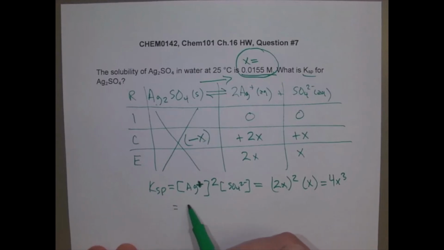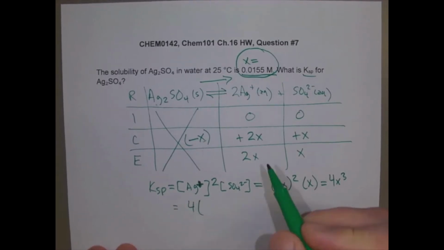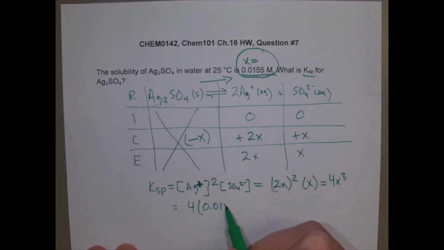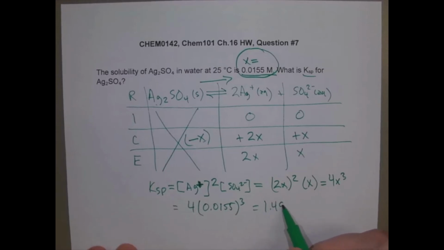So the Ksp then is going to just be equal to 4 times 0.0155 cubed. And when you multiply that out, you get 1.49 times 10 to the minus 5. So that is your answer. That is the Ksp of this compound.